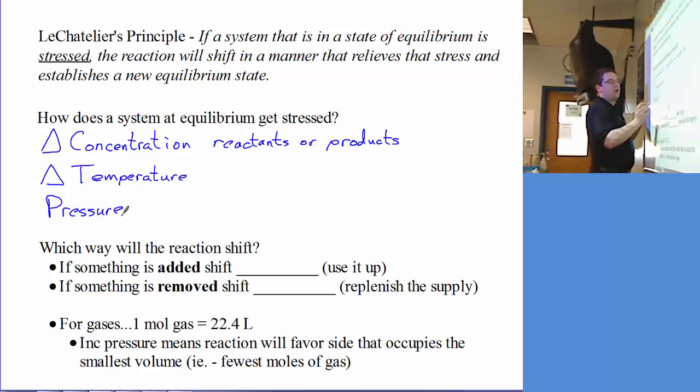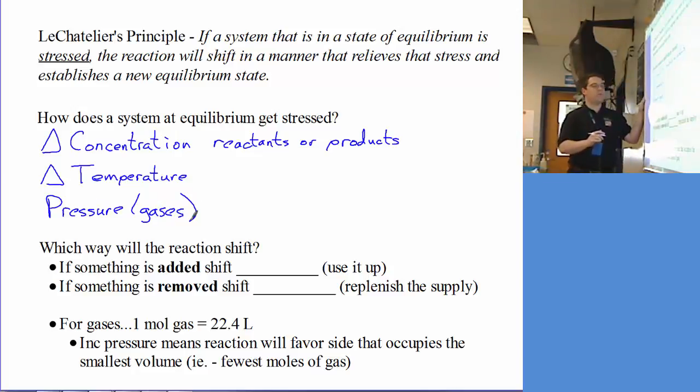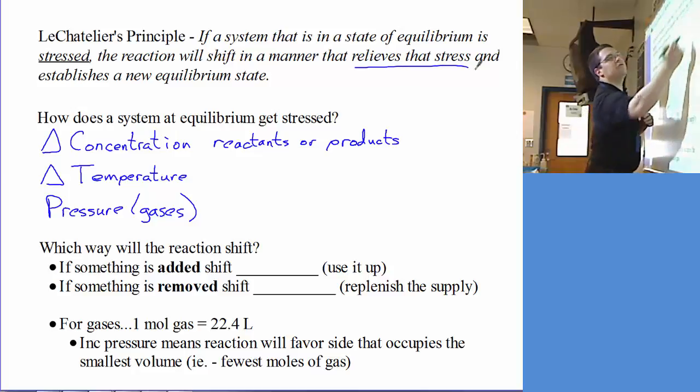And with pressure, just as we dealt with pressure before, pressure only has any impact when we're talking about gases, right? Because gases are the only compressible state that we have. So when we talk about that equilibrium being upset, we say that the reaction is going to shift in response to that.